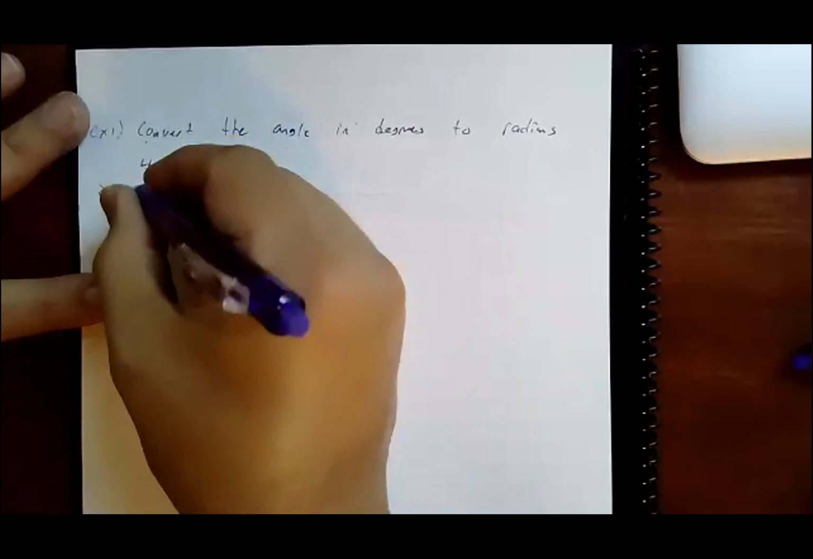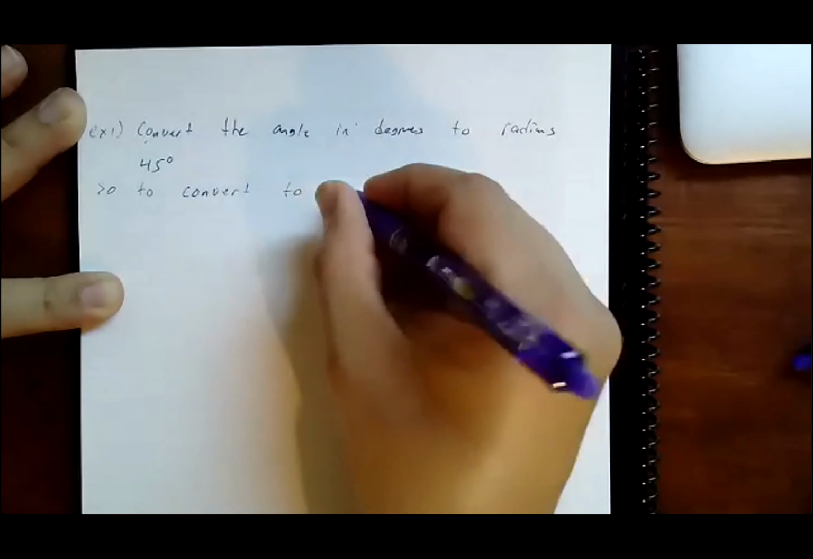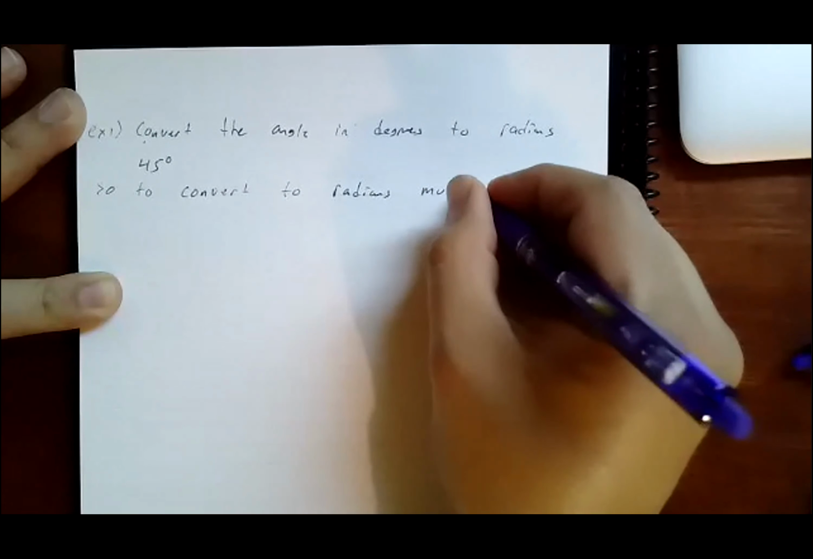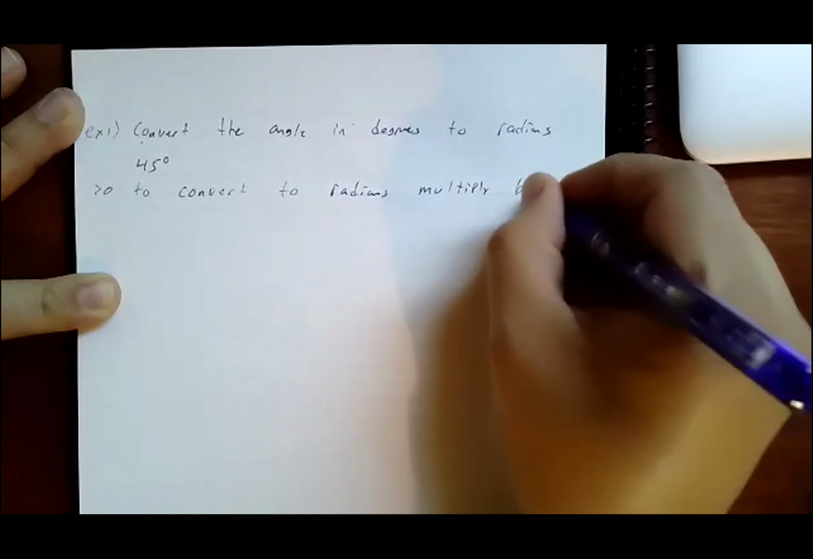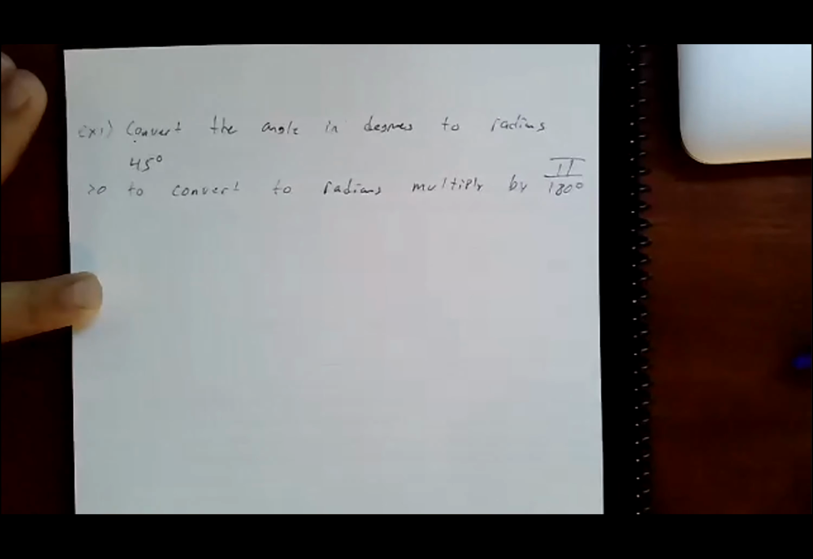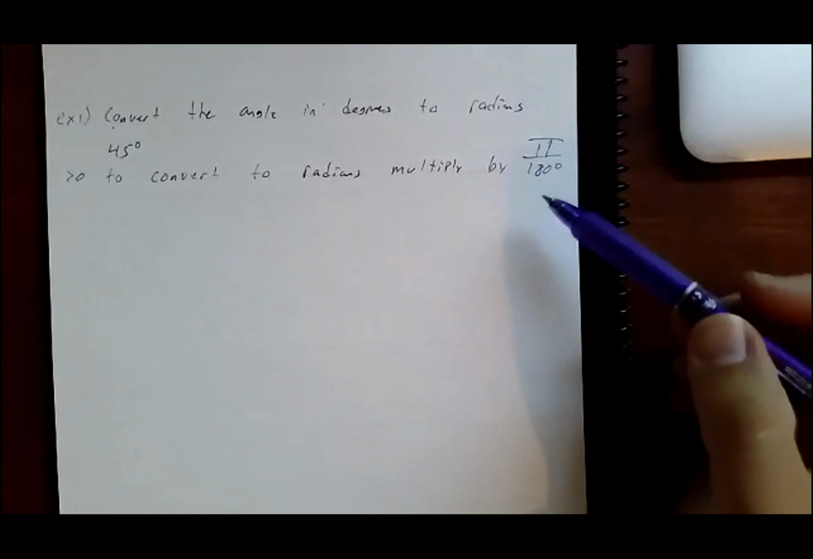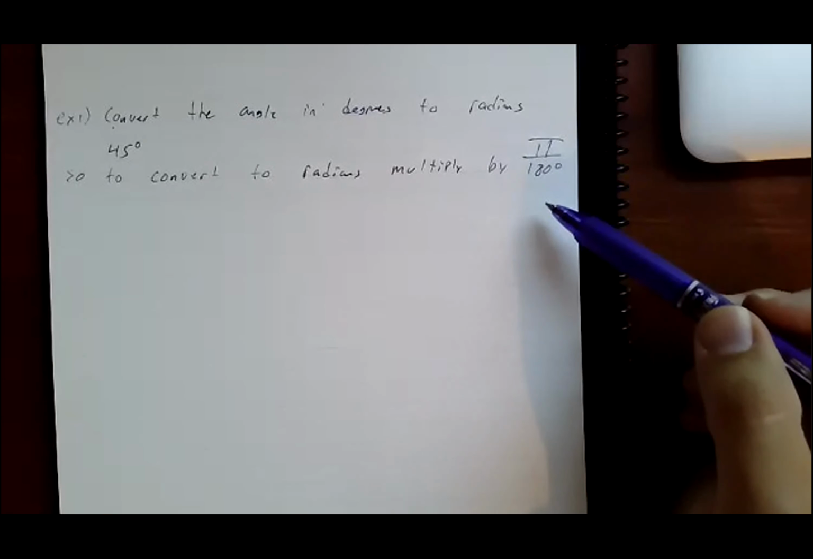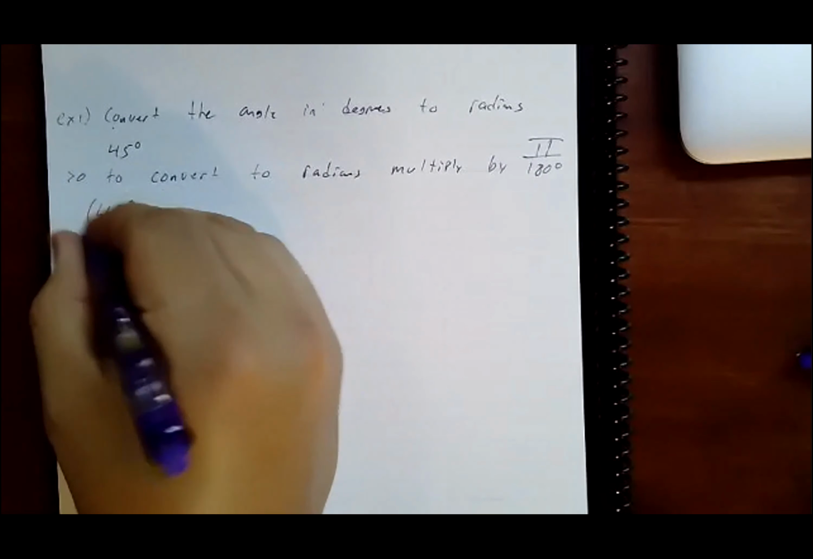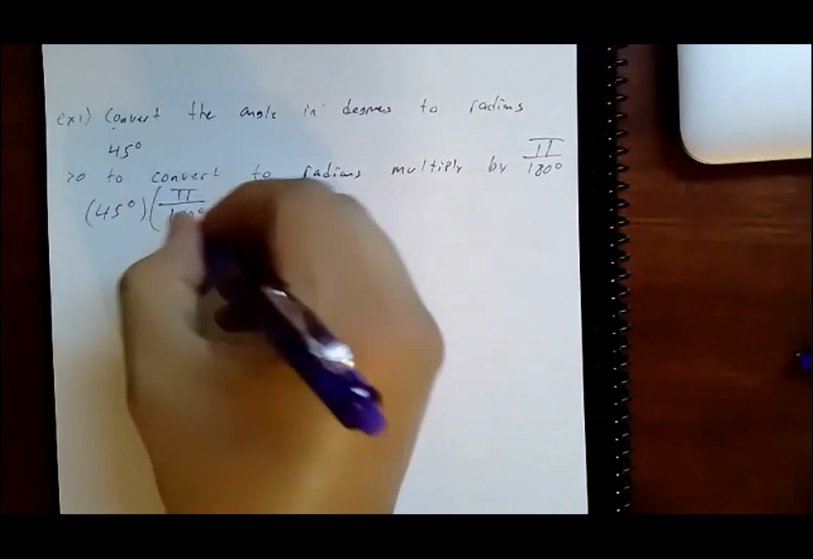Okay. So to convert to radians, multiply by pi over 180 degrees. So this is a form of 1, but it's also called a conversion factor. So this will cancel out the degrees, leaving you in radians. So you take the 45, you multiply by pi over 180, right?